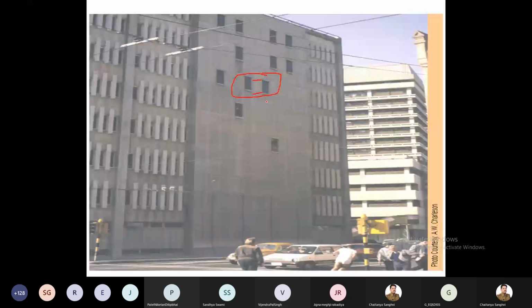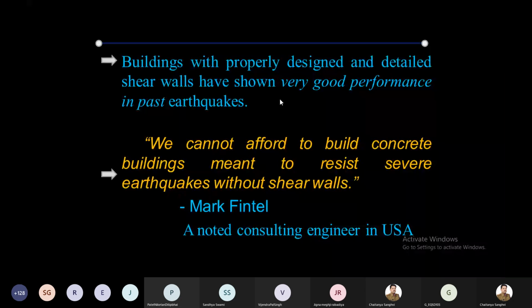Right. A very well-known consulting engineer in the USA, Mark Fintel, said that we cannot afford to build concrete buildings to resist severe earthquakes without shear walls. The shear wall is the most important element, and as far as Indian conditions are concerned, the shear wall is the best option available to make your structure earthquake resistant. Shear wall is the best option under Indian conditions, right? This statement of Mark Fintel is most appropriate for Indian structures.